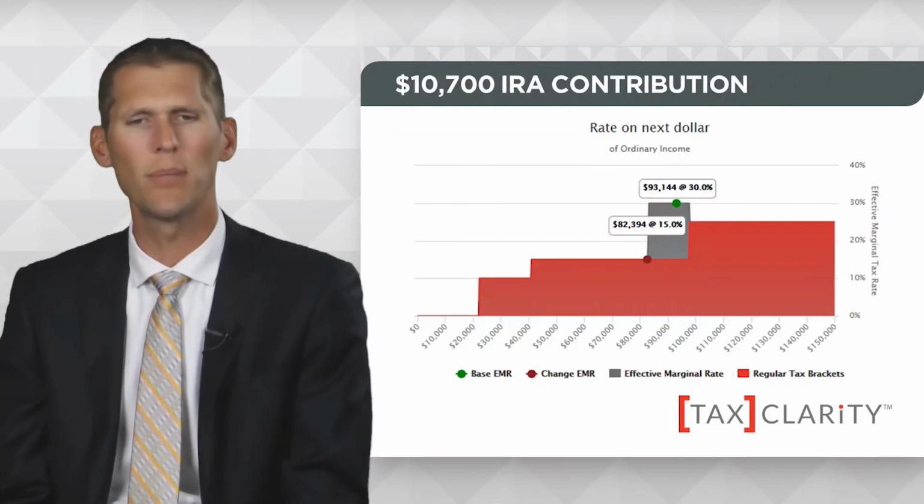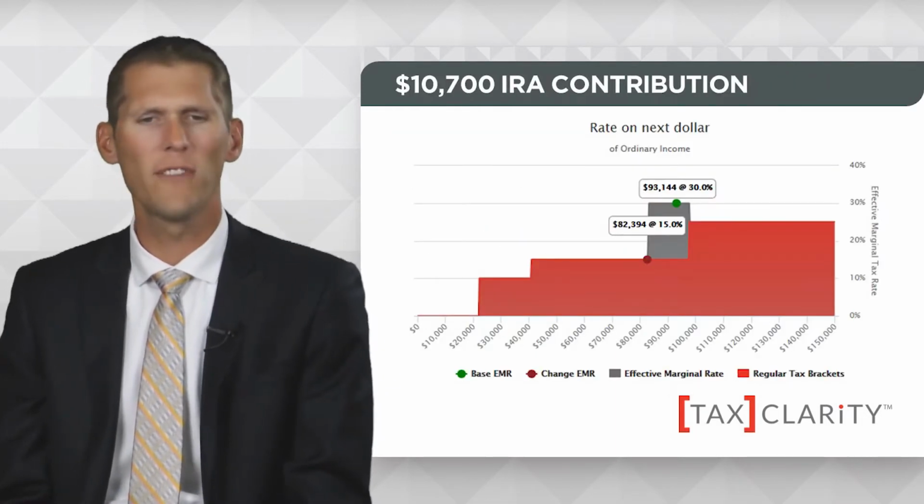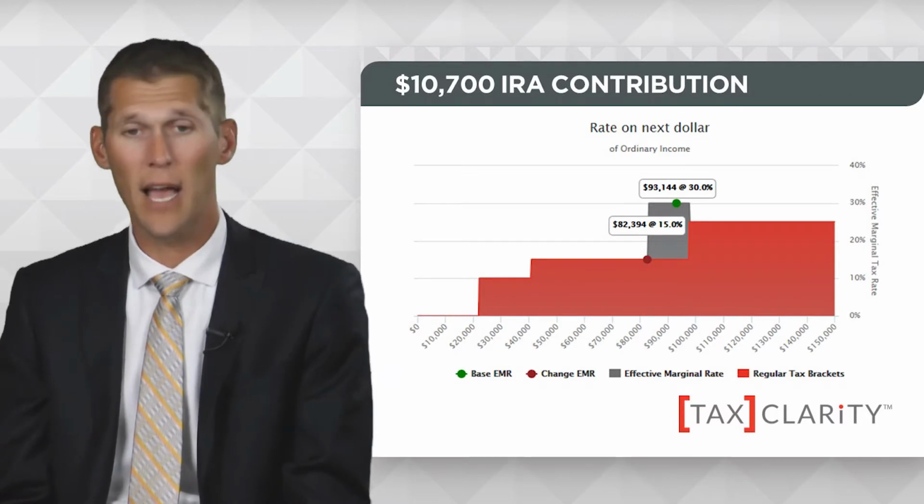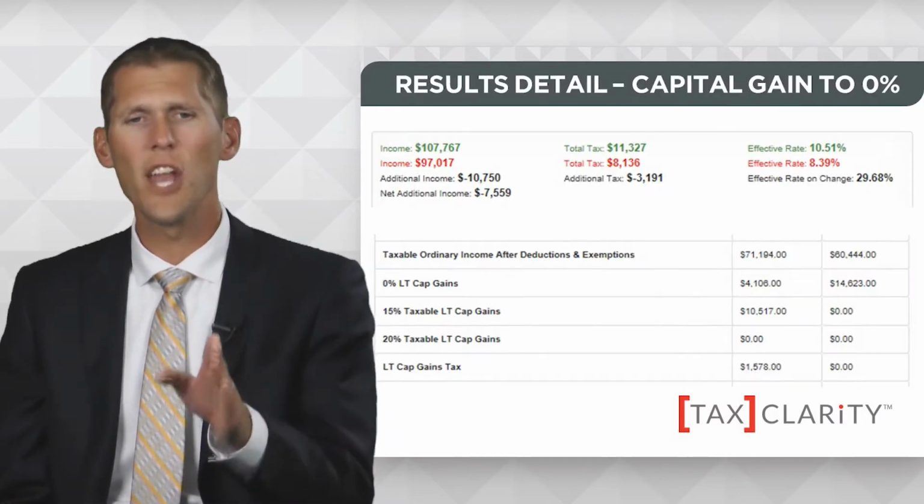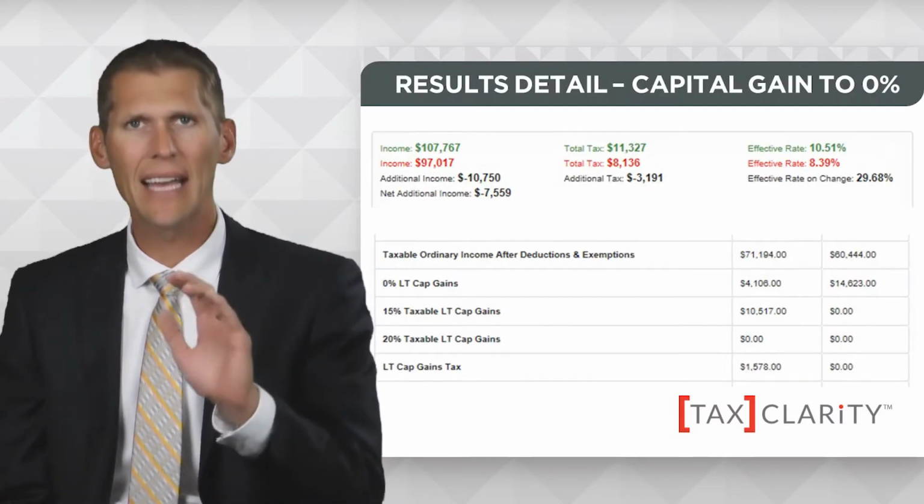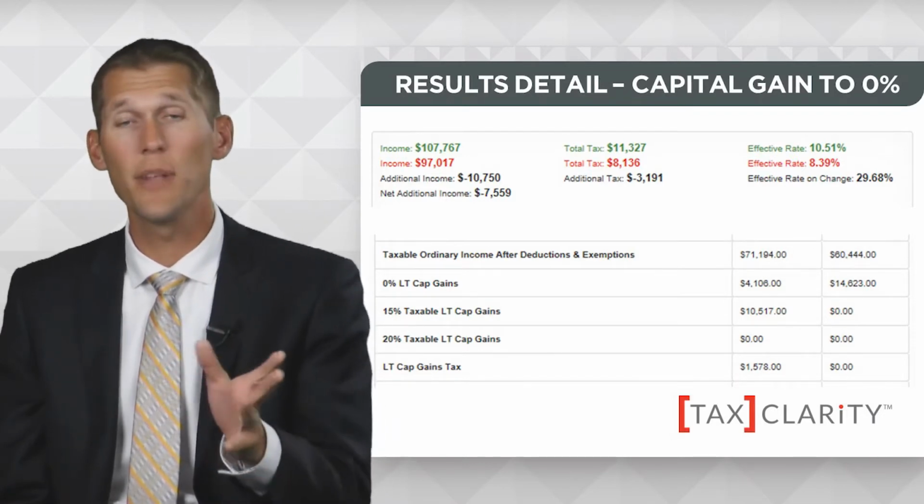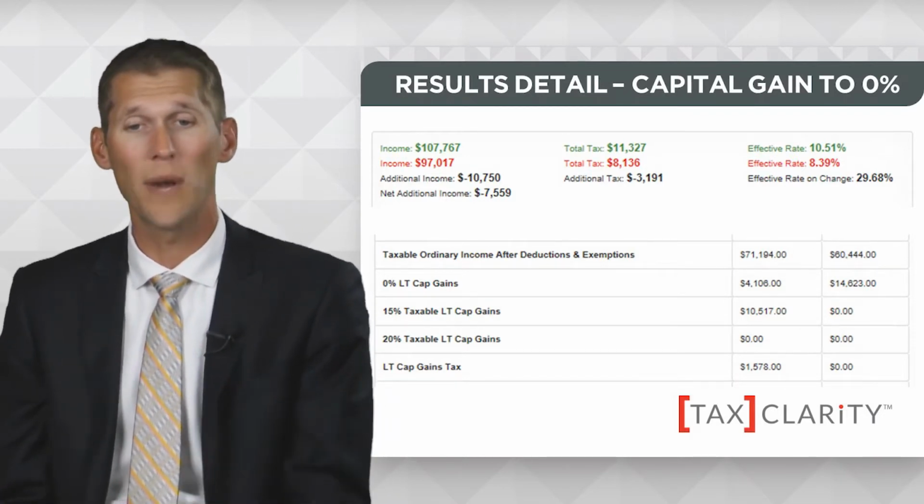So here's what it ended up looking like. We ended up contributing over $10,000 to an IRA for the couple. And what we notice is the tax goes down by 30%. That's the effective marginal rate change.